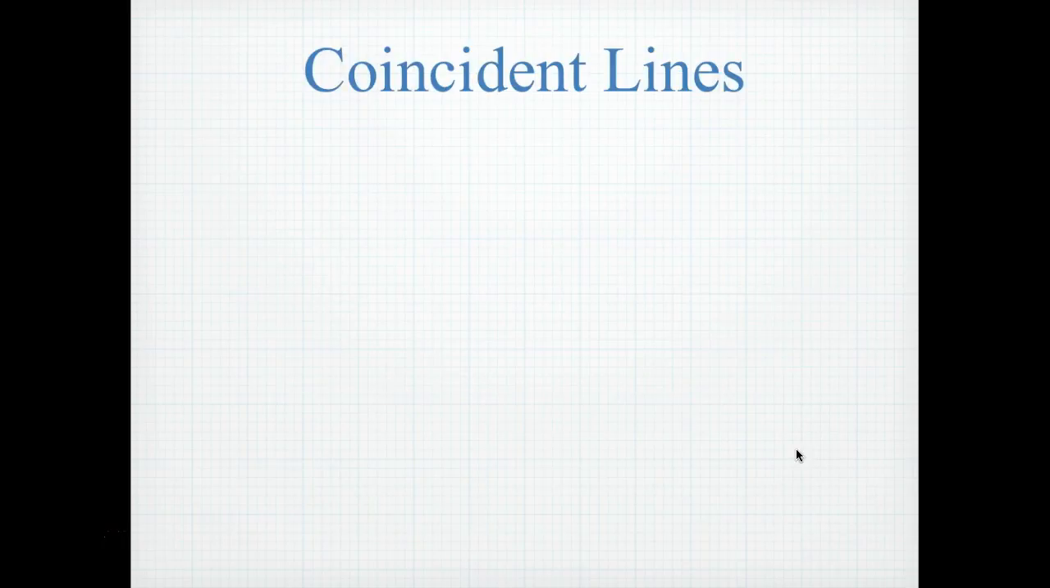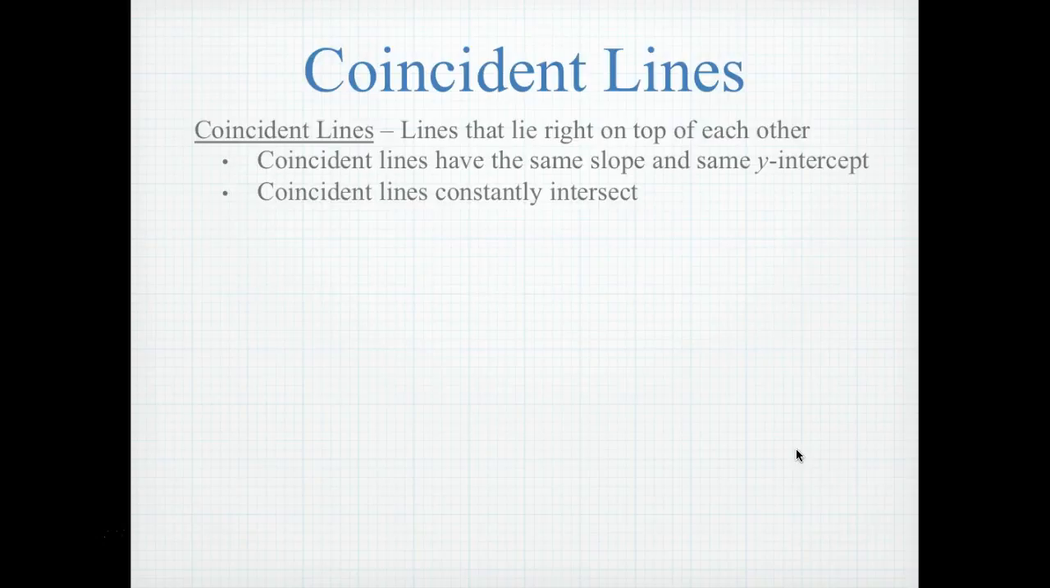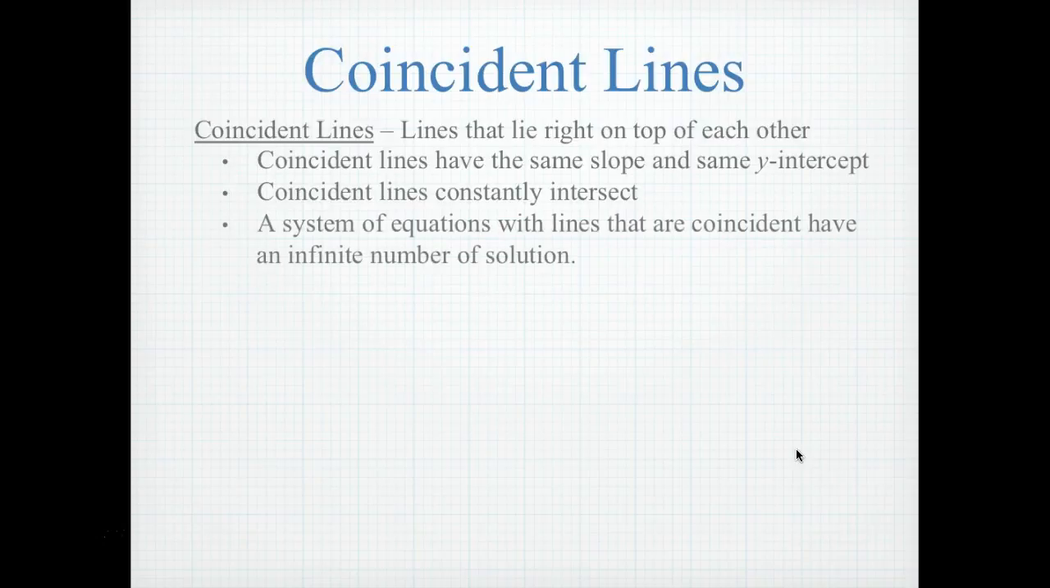Next, we're going to study coincident lines. Coincident lines are lines that lie right on top of each other. They're going to have the exact same slope and the same y-intercept, as opposed to parallel lines, which had the same slope and different y-intercepts. So coincident lines constantly intersect, and a system of equations with lines that are coincident has an infinite number of solutions.